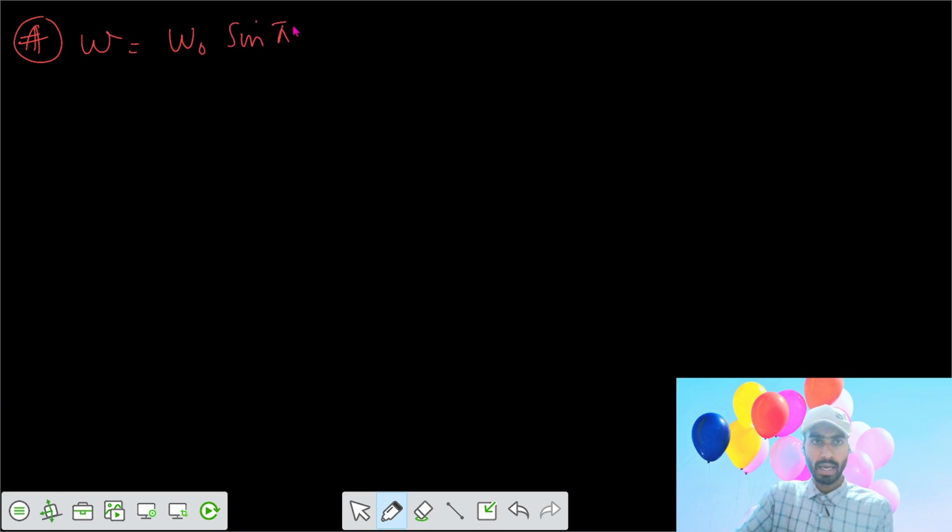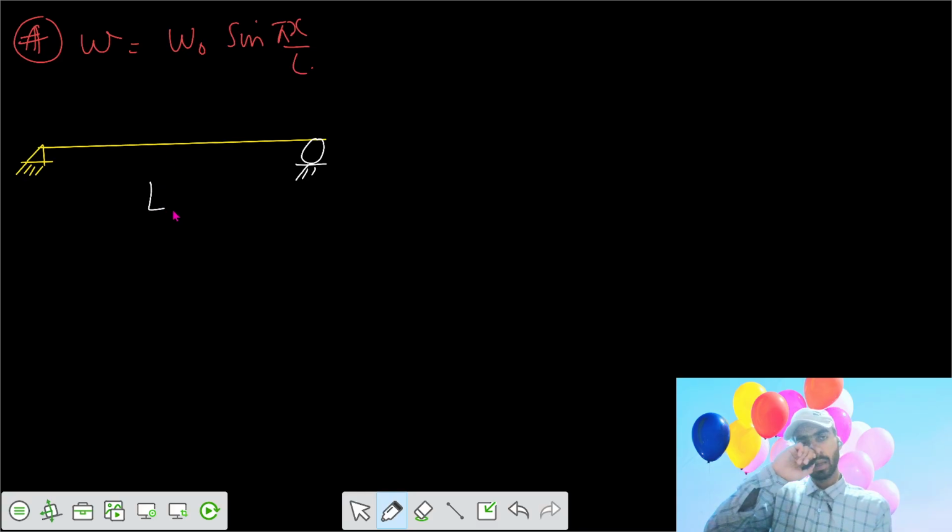Similarly, go for the third question. Now we know in this problem the loading equals to w naught sine pi x by L. So for this case we have a beam, a simply supported beam, and the length is only L.